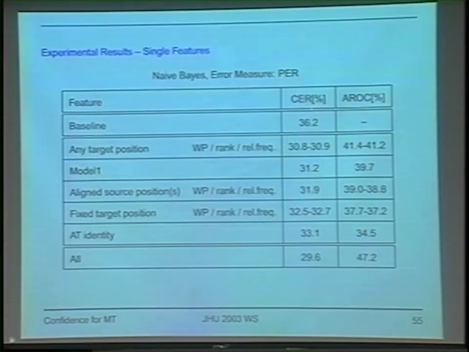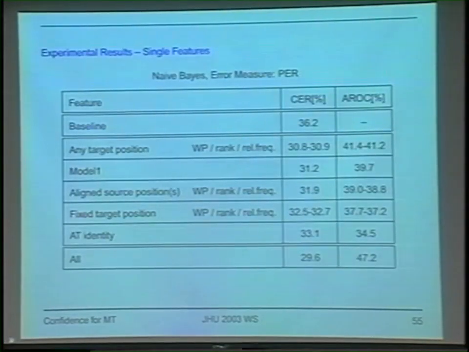The performance measures I'm giving here are the A-ROC, that is the area under the ROC curve. We saw that before on the sentence level. And the CER is the classification error rate. So it counts all words that have been labeled as correct but are incorrect, and vice versa. So every word that is tagged wrongly. And the baseline in CER is simply computed by tagging every word as correct. So if we assume everything is correct, we get an error rate of 36%.